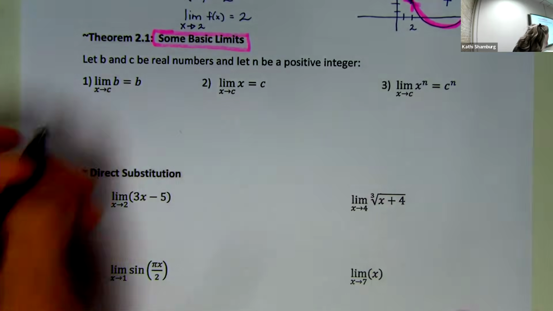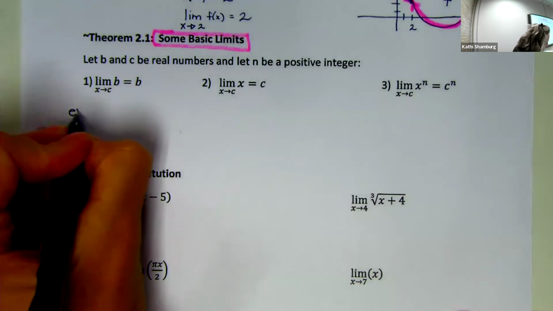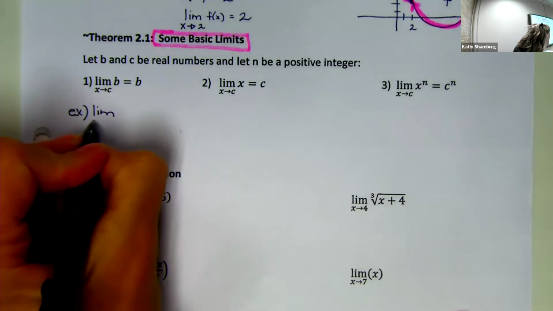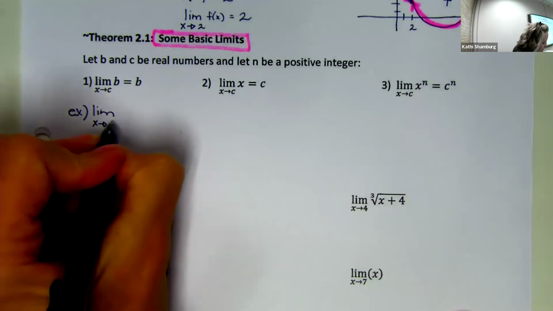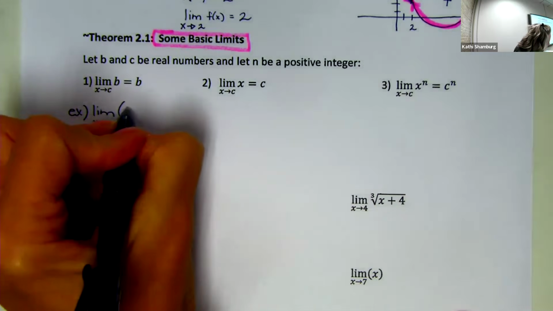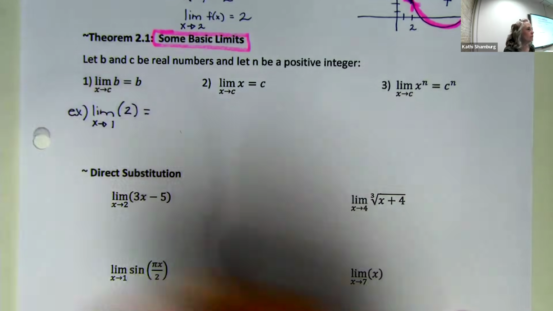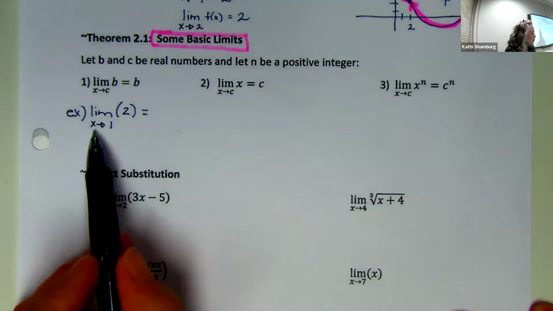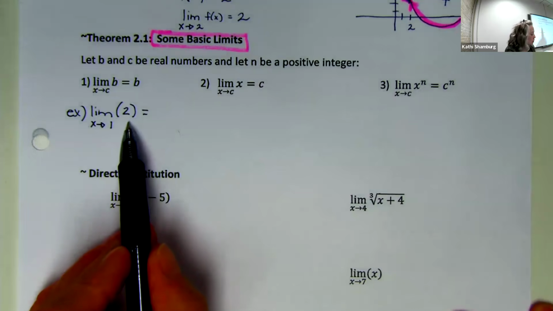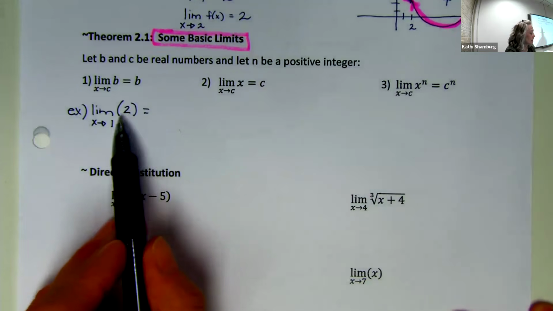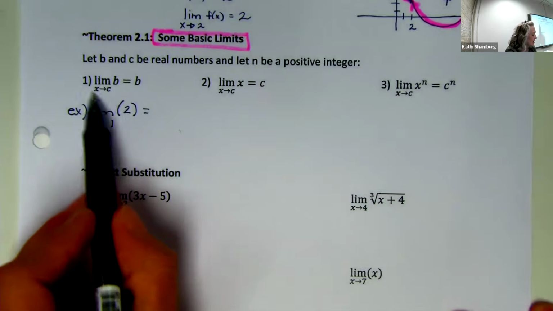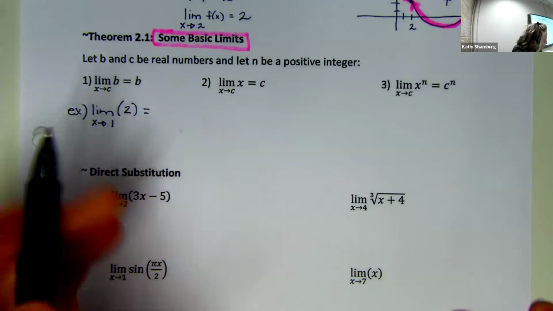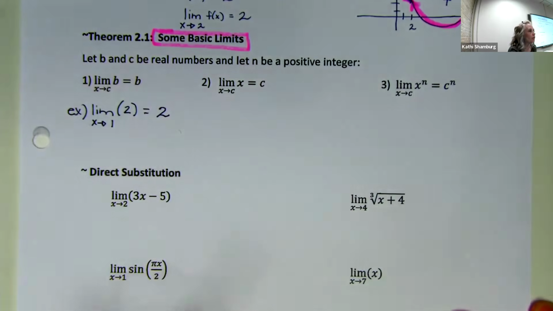An example where you would see this is if you saw something like the limit as x approaches 1 for the constant 2. So there's no x in there, as opposed to if this said the limit as x approaches 1 of 2x. There's no variable, this is just a constant. It tells me that limit is equivalent to that constant value. So the answer to this would just be 2.